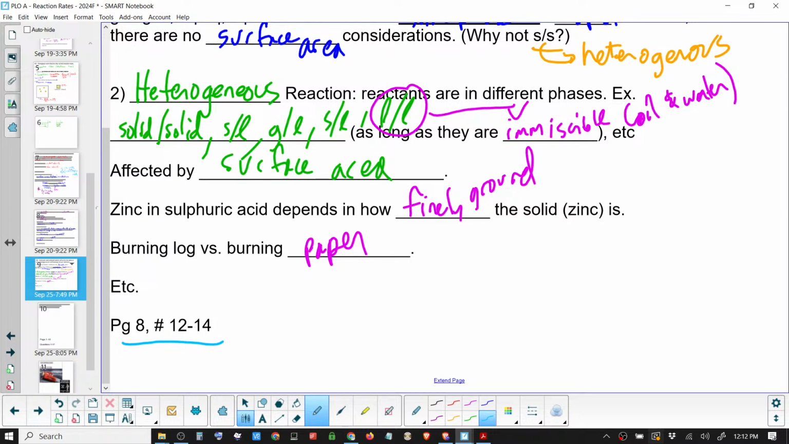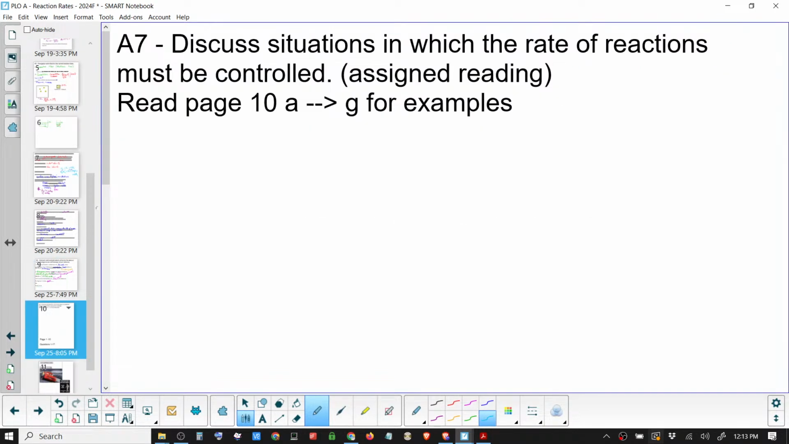They're just like all of them. So these questions cover that section. And if you're getting it and you're just going to do the minimum, then you can just do the minimum. If you want to do all of them, I recommend doing more than the minimum for most things. A7, discuss situations in which the rates of reactions must be controlled.